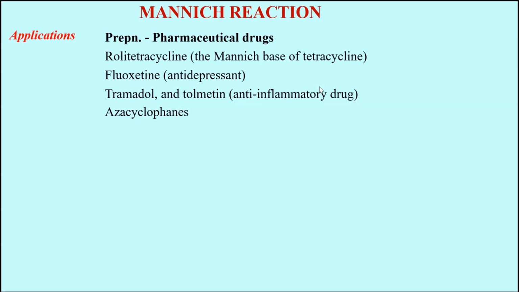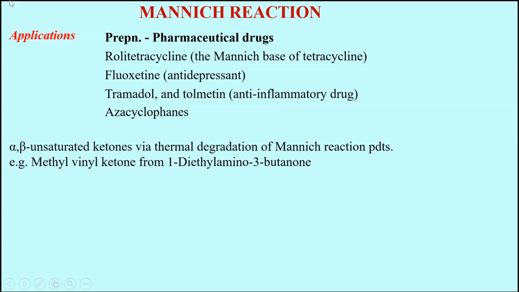Mannich reaction has been used in preparation of many drugs of pharmaceutical importance. One of them is Rolitetracycline synthesis, which is the Mannich base of tetracycline. For preparation of Mannich base of tetracycline, the Mannich reaction has been utilized. An antidepressant drug fluoxetine, analgesic drugs tramadol and tolmetin, azacyclophanes are all prepared by using Mannich reaction as one of the steps in their preparation method.